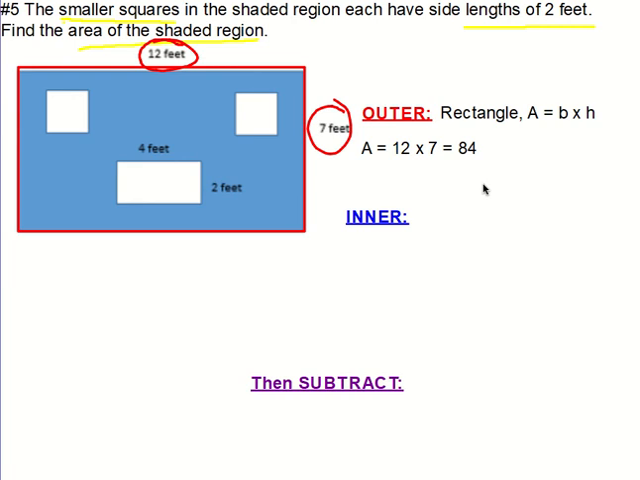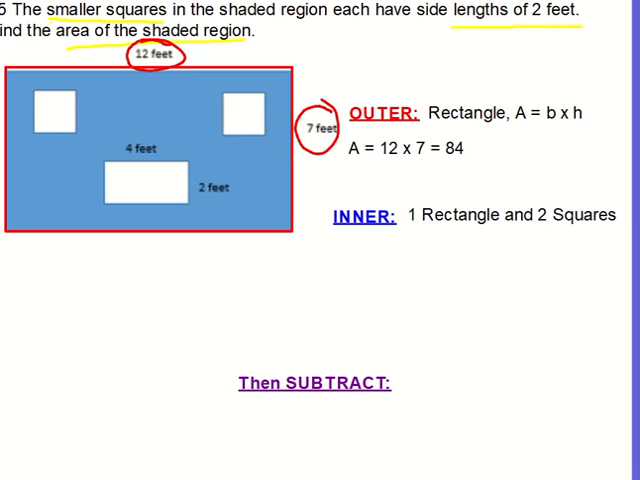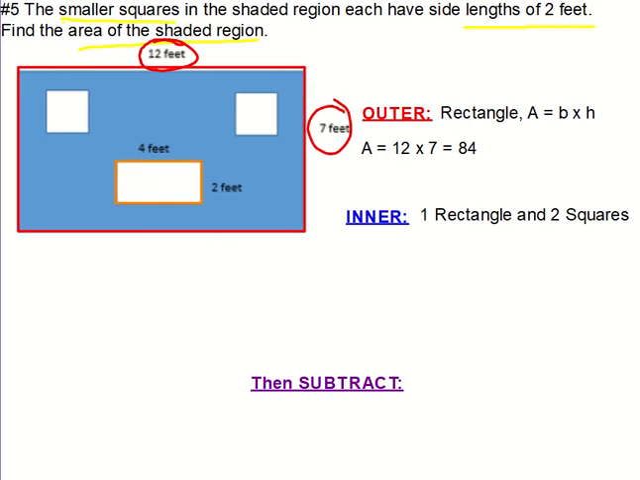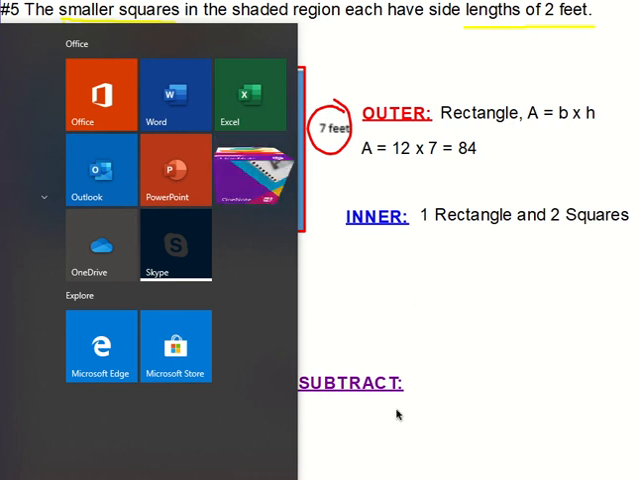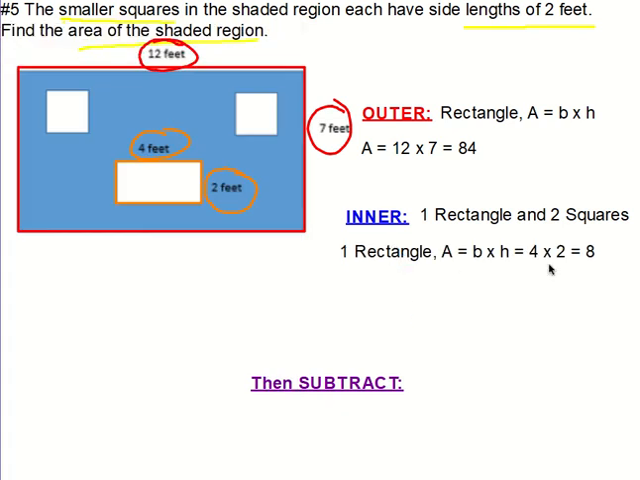So now let's move on to the inside. We have 3 figures inside. We have 1 rectangle and 2 squares. So let's start with that rectangle. For that rectangle, right here, we have dimensions of 4 and 2. So we're going to use base times height because it's a rectangle, and we're going to multiply 4 times 2. So area equals base times height. We get 4 times 2, which is 8.